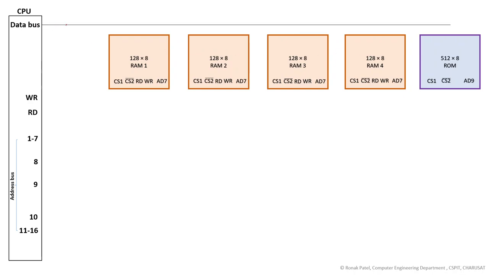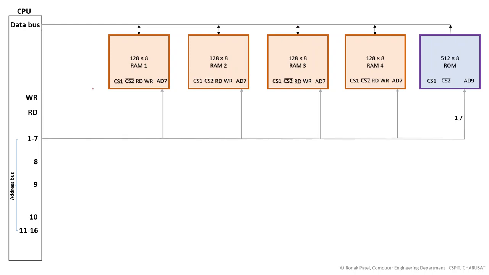This is your data bus, right? The data bus will be connected to RAM and ROM. For RAM, the data bus is bidirectional. For ROM, it is unidirectional, which means from ROM you can only put data on the data bus. For RAM, you can put data on the data bus, or you can get data from the data bus, based on the read and write line. Okay, this is the data bus.